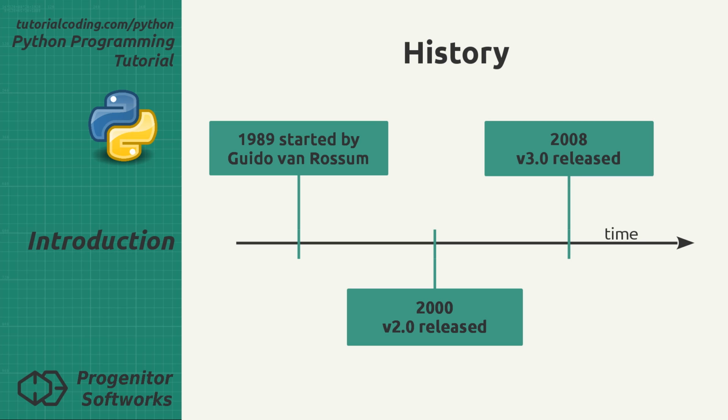Version 3 was released in the year 2008. It was a major cleanup effort with the aim of fixing some major design flaws. To achieve this, the Python developers had to introduce a set of backwards incompatible changes that made porting old code difficult.